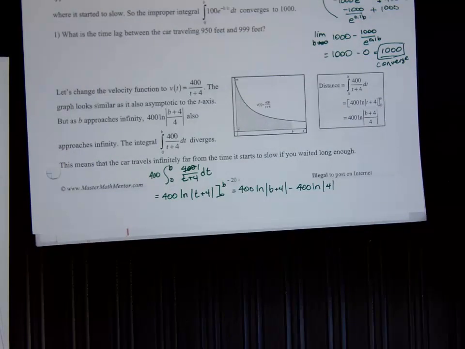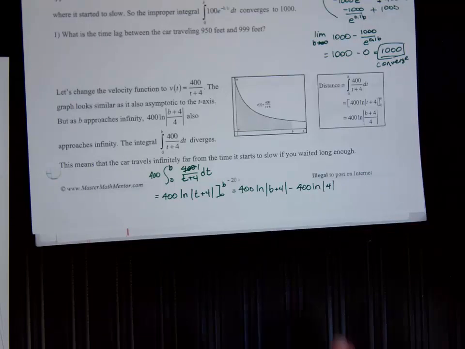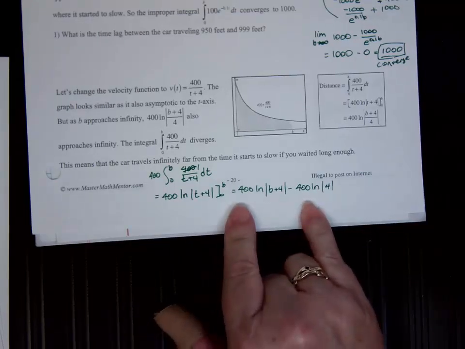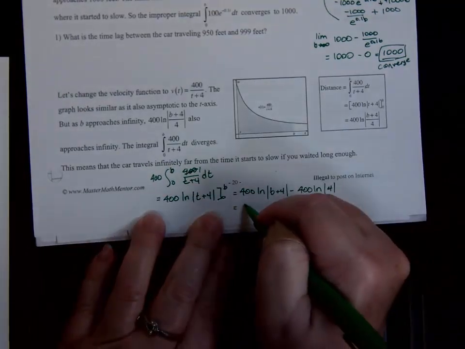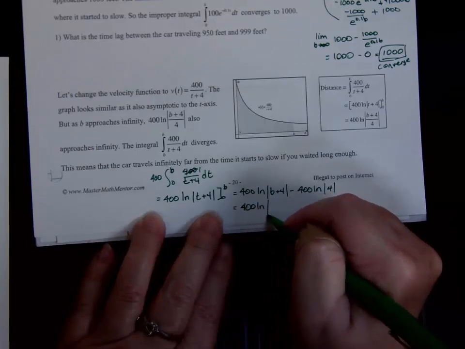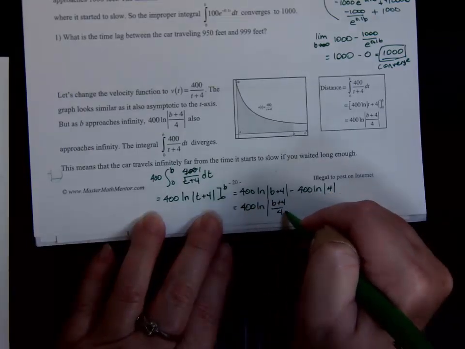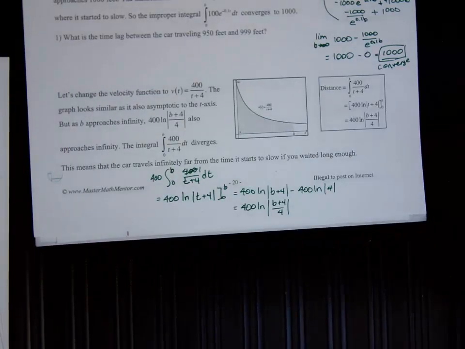You don't add a plus C? No, whenever you plug in values, you don't put plus C. Okay? Now, think about yesterday. When the numbers in front of the ln's are the same, what do we do? We put this into a fraction. So this would be 400 ln absolute value of b plus 4 over 4. Okay, so that's the function with b's in it. So now we want to know what is the limit as b approaches infinity of that.